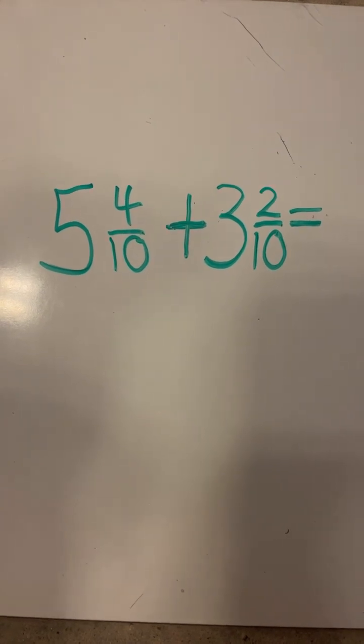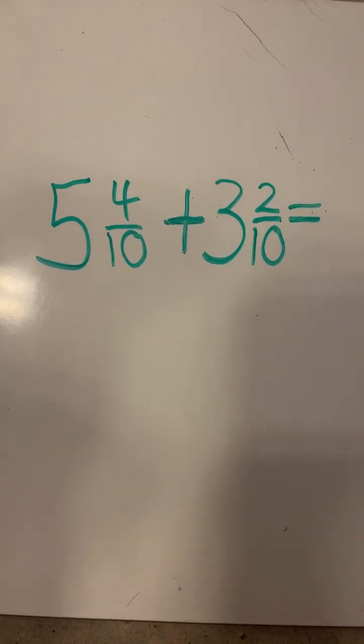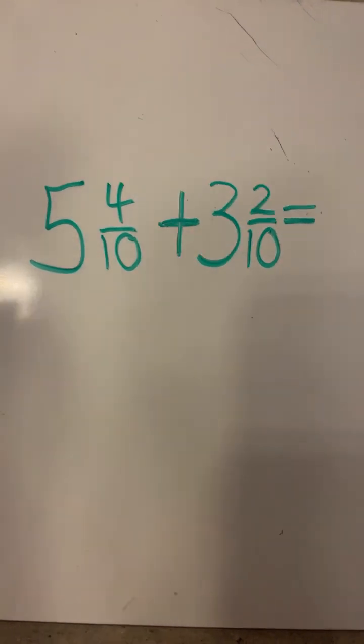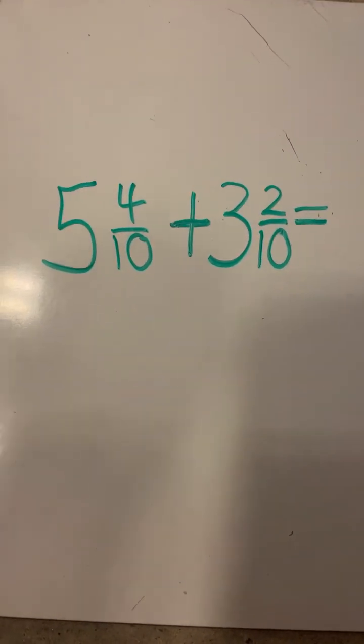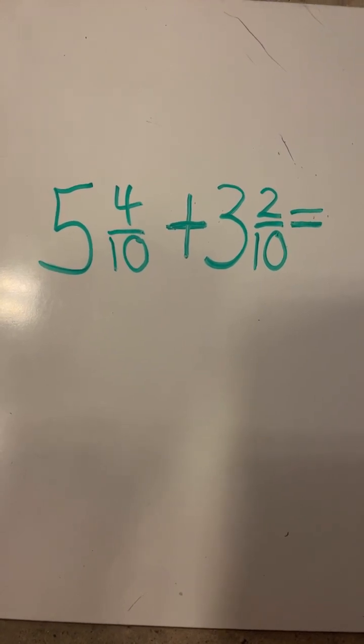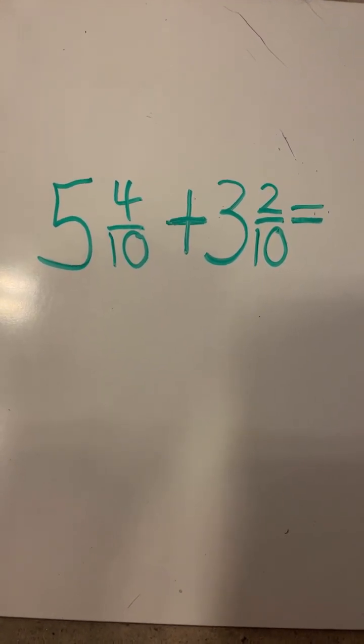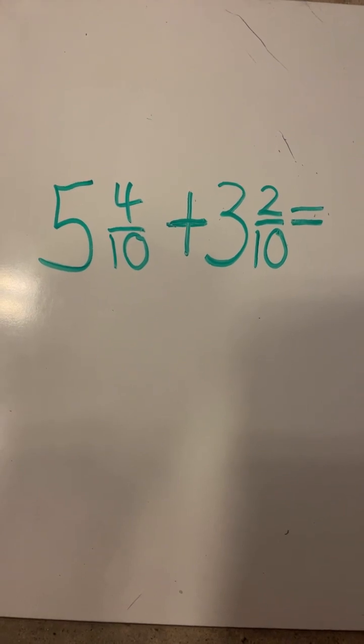So this video is going to focus on adding mixed numbers. Basically, it's the same as adding fractions, but with an extra step. So here we have 5 4/10 plus 3 2/10. And I'm going to break this problem down step by step.